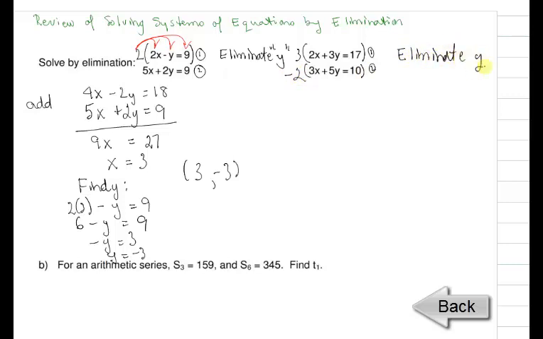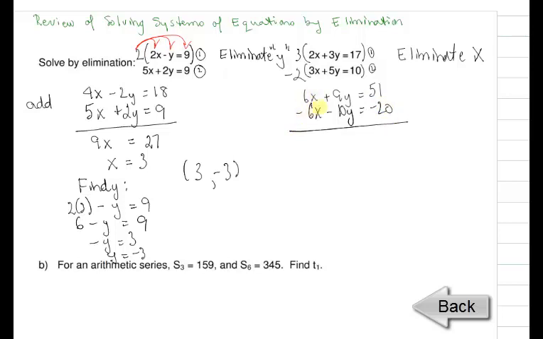y. Now you can eliminate x too if you like. Hang on, I am eliminating x, sorry. You can eliminate y if you like, but I'm doing the x because my numbers are smaller. Okay, so I'm going to distribute the 3 on the first one. That gives me 6x plus 9y equals 51, and multiply the negative 2 through the second equation. That gives me negative 6x minus 10y equals negative 20.